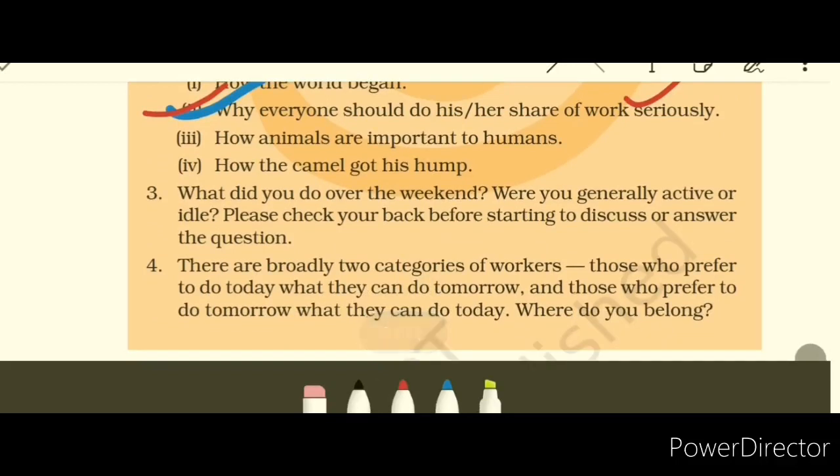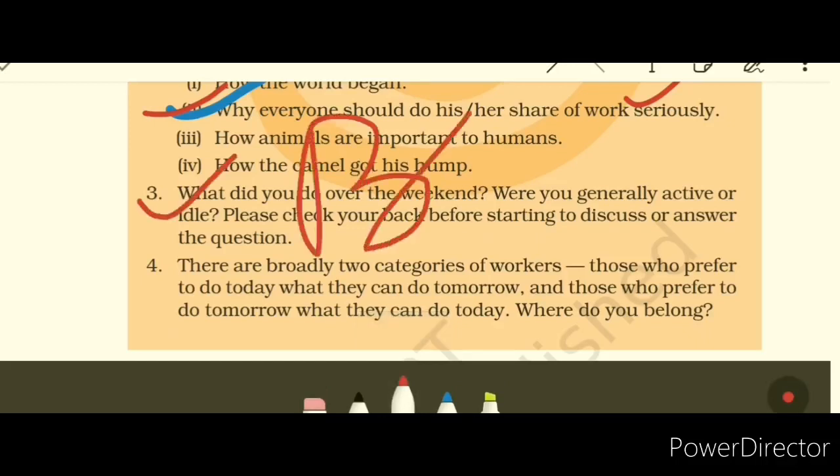What did you do over the weekend? Were you generally active or idle? What did we do over the weekend? Were we generally active or idle? Depends upon your answer, isn't it? Then please check your back before starting to discuss your answer. Yeah, there is a saying in English: your back is against the wall means you are in a spot of bother wherein you are not supposed to tell a lie. So before answering this question, remember four words: be true to yourself, and then answer accordingly.